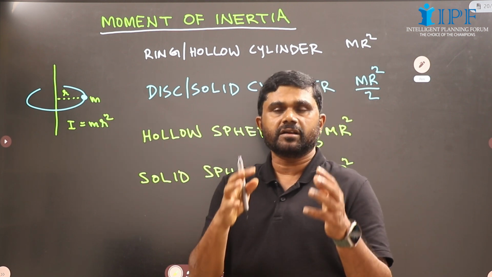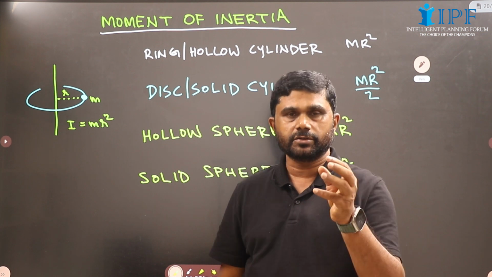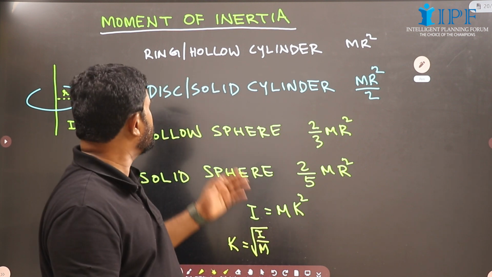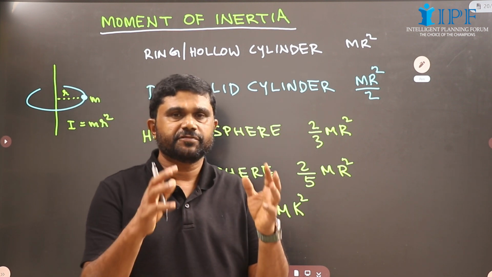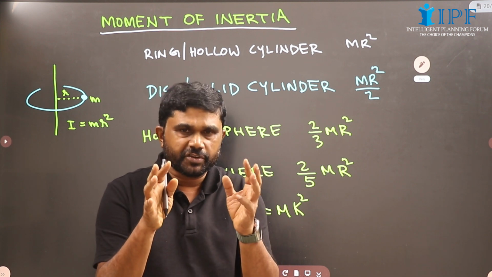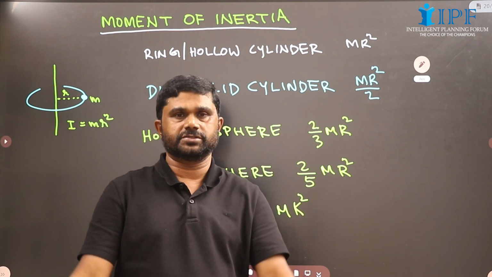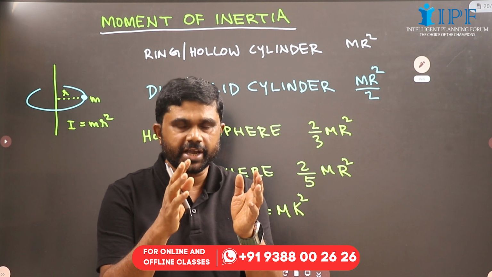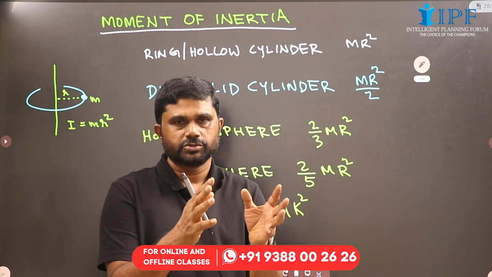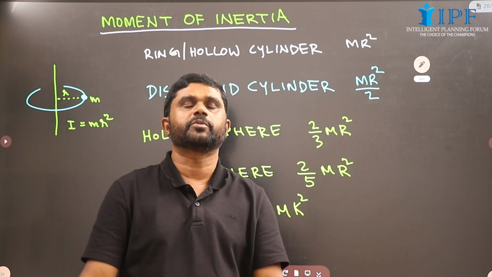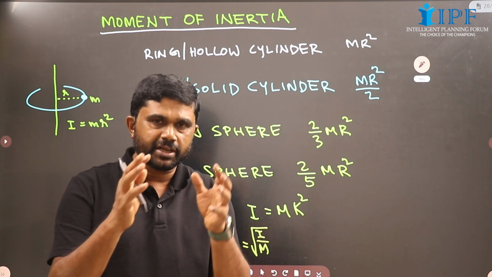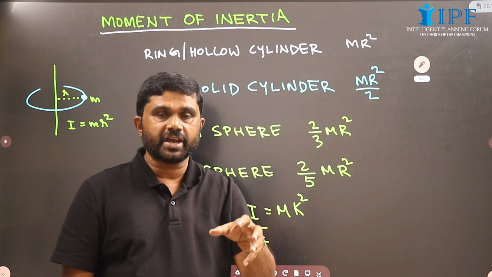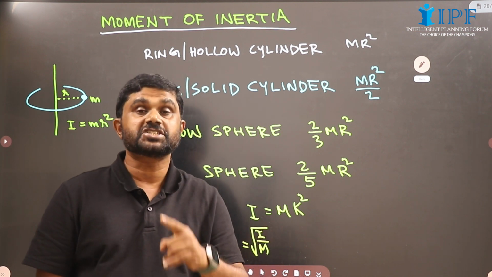Now there are certain regular bodies whose moment of inertia we should know. One is the ring. First, keep in mind that the moment of inertia of hollow bodies will be more than that of the corresponding solid bodies. When you take a ring and a disc, the ring is hollow, so its moment of inertia will be more compared to the disc. For a hollow cylinder and a solid cylinder, the moment of inertia of the hollow cylinder will be more. For a solid sphere and a spherical shell, the moment of inertia of the shell will be more.